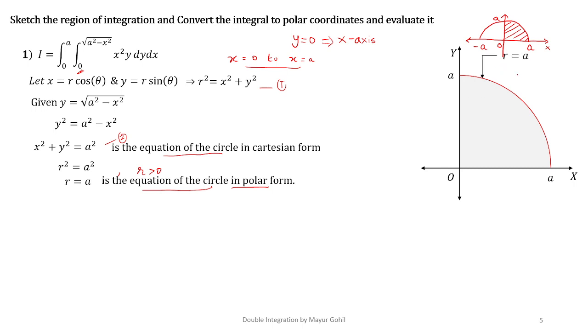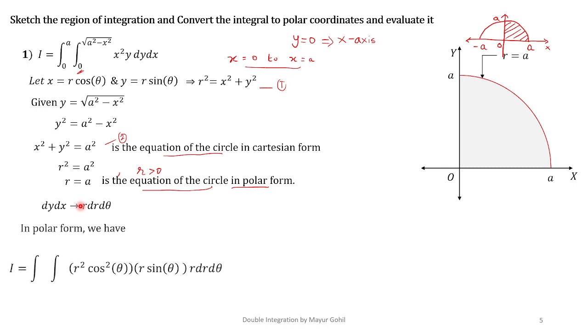So r equals a is the circle over here. dy dx changes to r dr d theta. Let us write down the integral in the polar form. The function that we have is x square, which will now be written as r square cos square theta because of the substitution x equals r cos theta. You just take the square and you get r square cos square theta. y is going to be written as r sine theta. dy dx is r dr d theta.